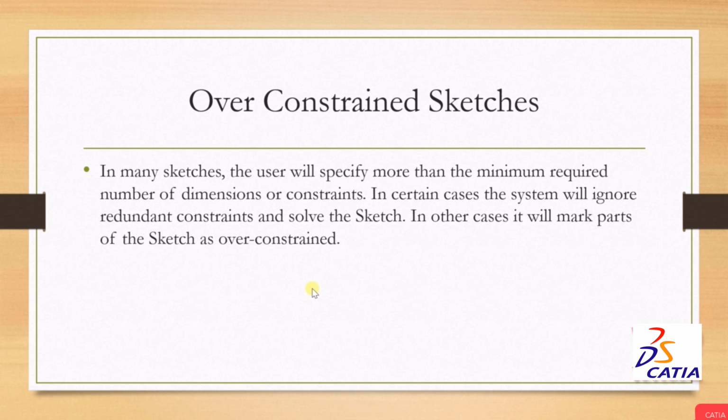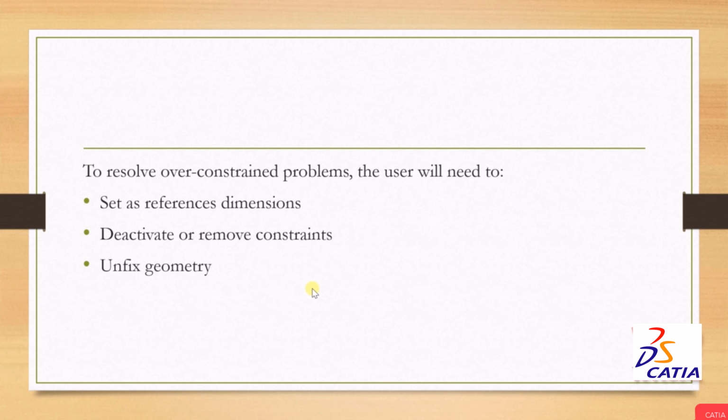And now the question arises, how can we solve the problem of over constraint? So there are some methods to resolve the over constraint problem. Like we can set the dimension as a reference dimension. Generally it is not preferred. Or deactivate or remove the constraint, or unfix the geometry. So the second option, deactivate or remove the constraint, is the most preferred option.